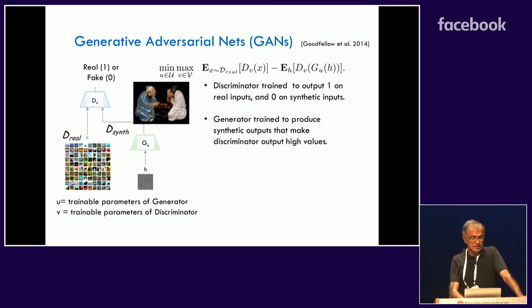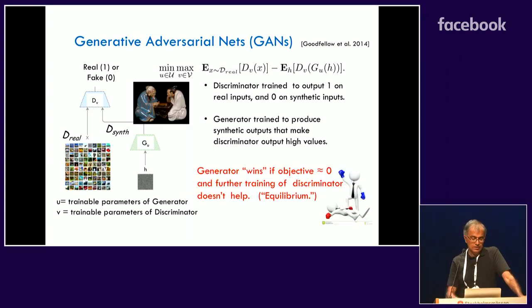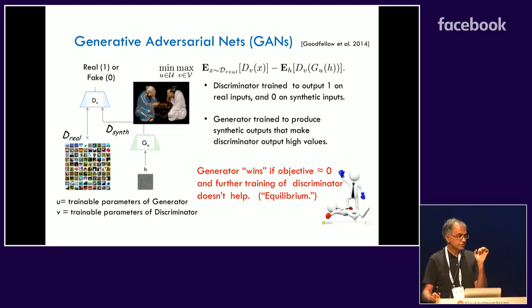Okay, so what are we trying to do at the end of the training? So we are hoping to train a good generator. And in this two-person game, you can think of it as an equilibrium. So we think that the generator wins if the objective is roughly zero, which means that the discriminator is at the end unable to distinguish between these two distributions, or not distinguish too much, close to zero. And further training of the discriminator doesn't help. Right? So that's an equilibrium. An almost equilibrium, because it's only approximately equal to zero. So that's what we hope for. Now, of course, in GANs training, this is actually very hard to achieve, to get training error close to zero. But let's say that's the goal.